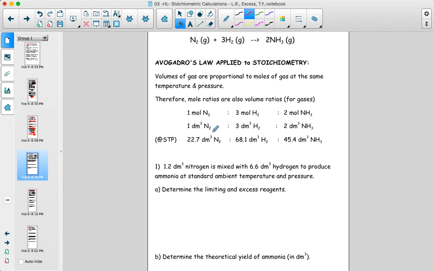This is the volume of 1 mole of a gas, 22.7 dm cubed at STP. So 3 moles takes up 68.1 dm cubed, and 2 moles takes up 45.4 dm cubed. So if you did this at STP, then these are the volumes that each of the individual gases would take up, and they would be in proportion with the mole ratio.